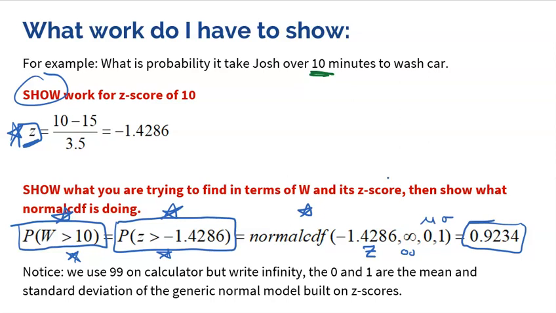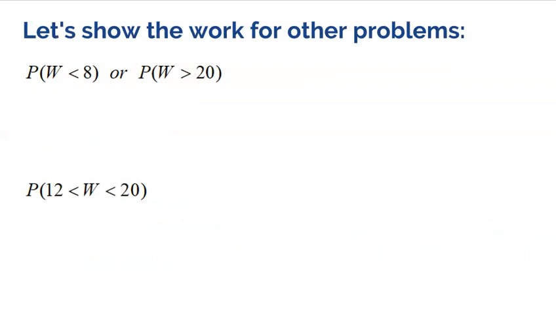So what we just found out is that there's a 92.34% chance that Josh takes over 10 minutes to wash your car. Well, the average is 15 minutes, so it's very likely it's going to take more than 10 minutes to wash your car. All right, now what I want to do is answer the remaining questions, but again, it should go a lot faster than that, we know the process. So here are the two remaining questions. What's the probability that it takes less than 8 or more than 20 minutes?